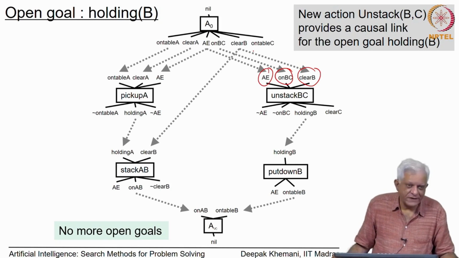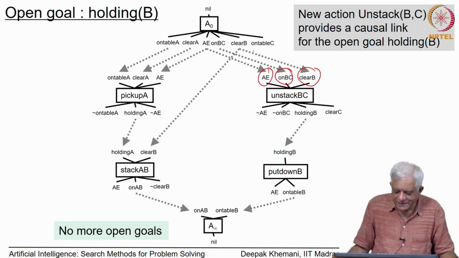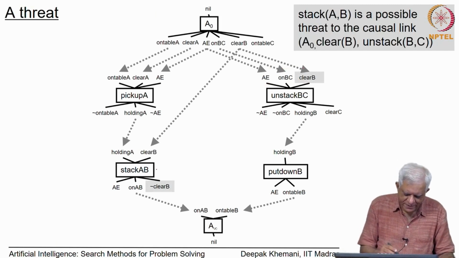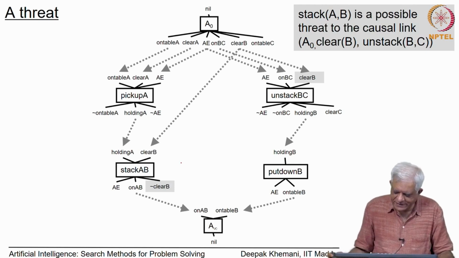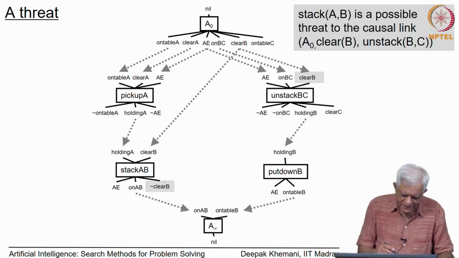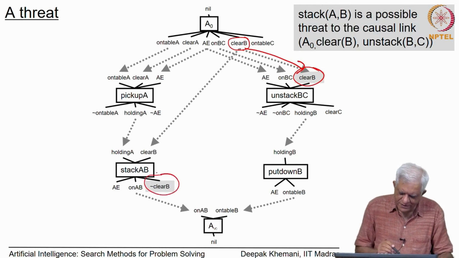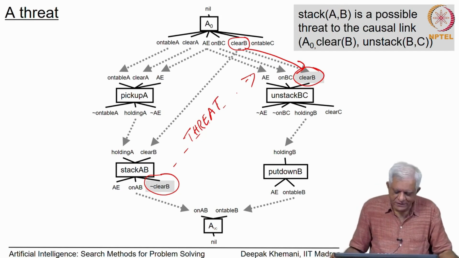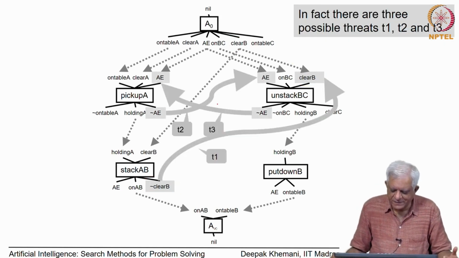What about threats? So, let us look at what is happening with threats. You can see that this action stack AB is a threat because there is a causal link between clear B and clear B here, and this is doing not clear B. So, clearly this action is a threat to that causal link. So, at least there is one threat, but it so turns out that in fact there are 3 threats, all of them are to do with arm empty.